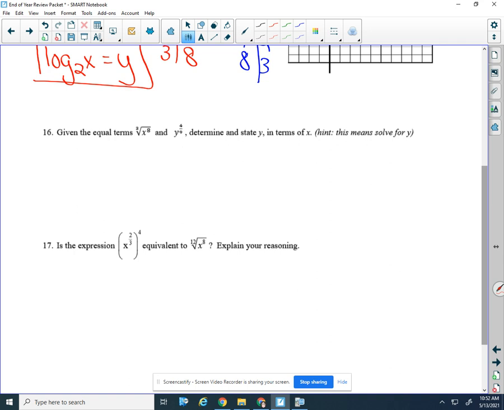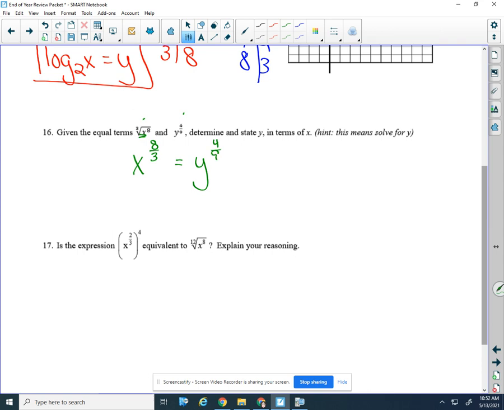Number 16. Given the equal terms cube root of x to the 8 and y to the 4/9, determine and state y in terms of x. So we put hint, solve for y. I see I have a rational exponent here in radical form, so I'm going to put this in radical form. X to the 8/3 equals y to the 4/9.